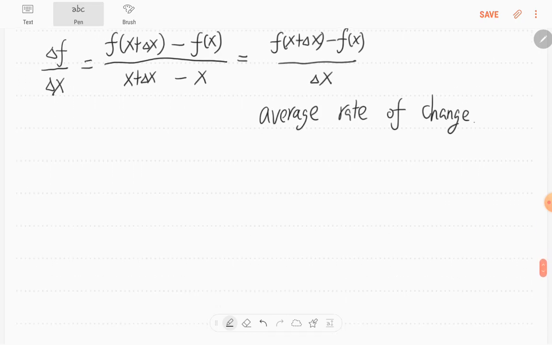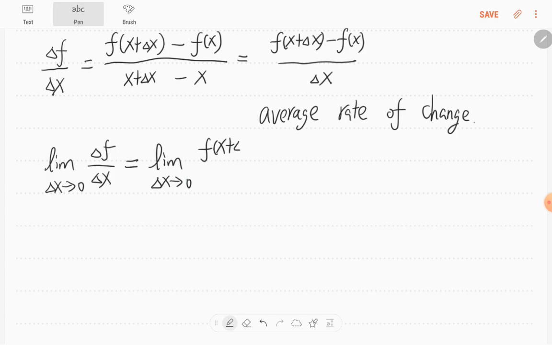And we also know if we take the limit as delta x approaches 0 of the difference quotient delta f over delta x, which is equal to the limit as delta x approaches 0 of f of x plus delta x minus f of x divided by delta x. And this limit gives you the derivative of f at x.